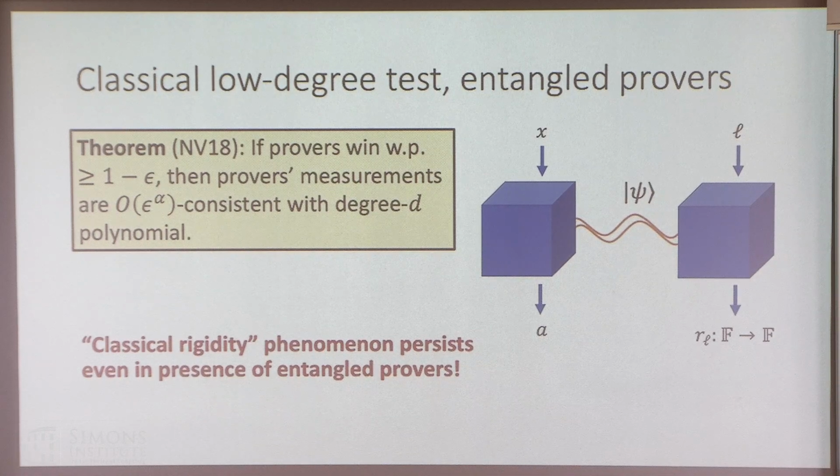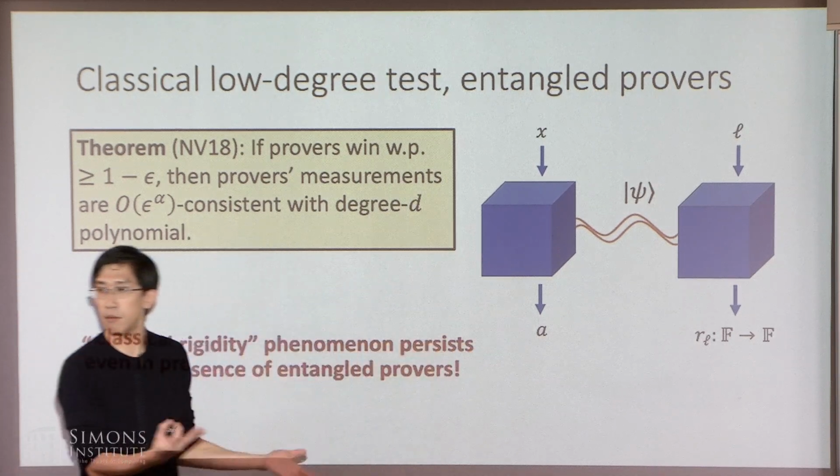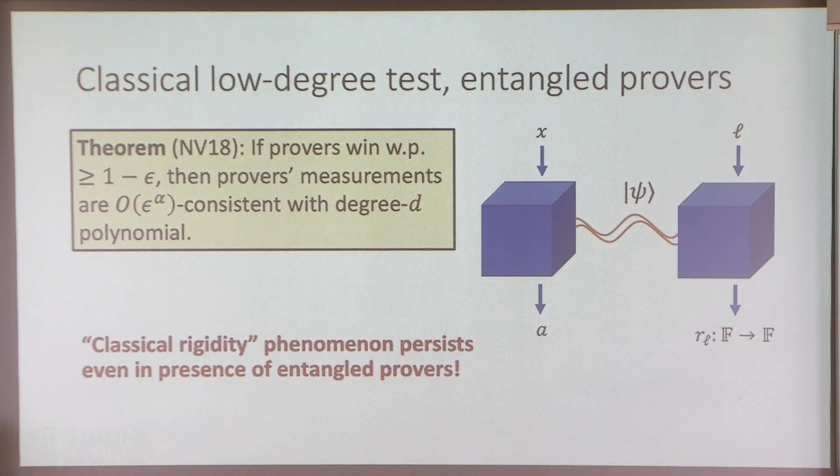But even before that, imagine we play this same classical test where x and L, we give it to these two boxes, but now we assume the provers can be quantum; they share quantum state. So this box is no longer deterministic, and it's making some measurement on some state to produce its answer. We can still say something very interesting about their behavior. This is the quantum analysis of the classical low-degree test.